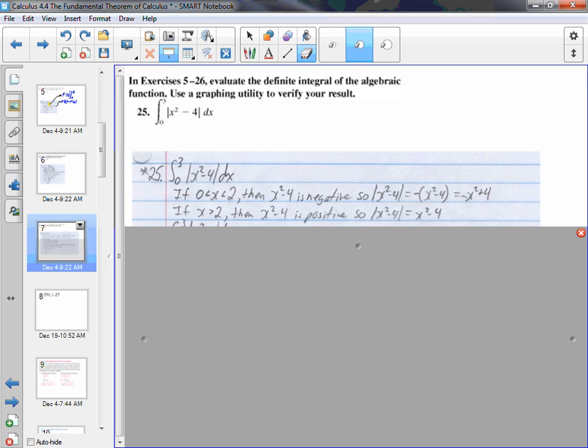That's right. So on the interval from 0 to 3, the expression x squared minus 4 is negative between 0 and 2. So between 0 and 2, I need to put a negative sign in front of the expression, and I don't need the absolute value signs anymore. But from 2 to 3, the x squared minus 4 is positive, so I can just flat out leave off the absolute value signs.